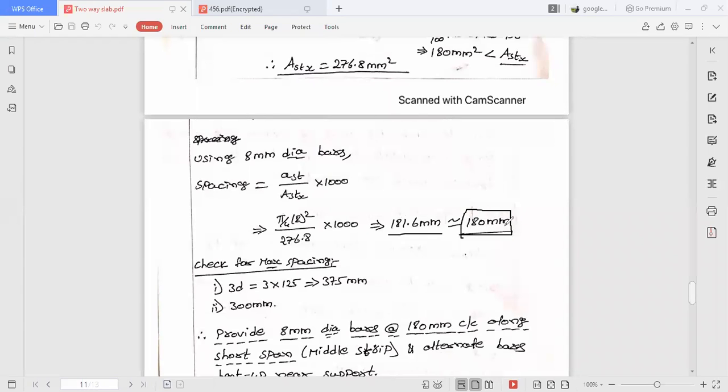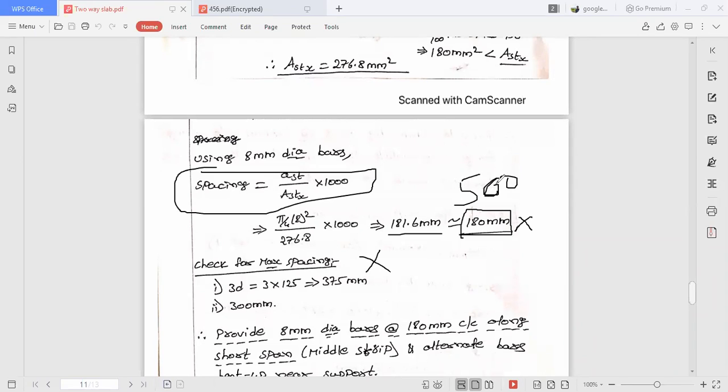Now you cannot consider this 180 as final spacing. This spacing we got based on formula given by the code, but the same code gives a maximum spacing condition. If this formula gives 500 mm, you should not provide 500 mm spacing. We need to check with the maximum spacing condition.